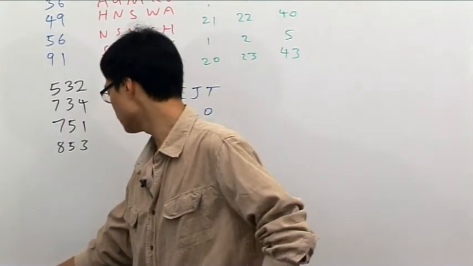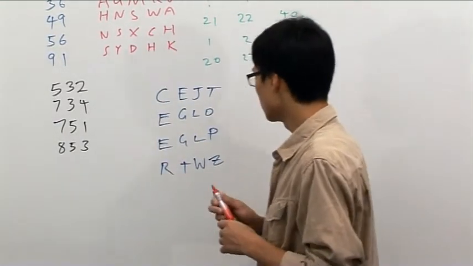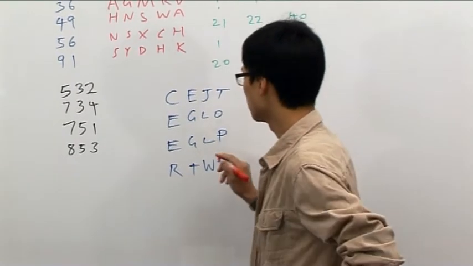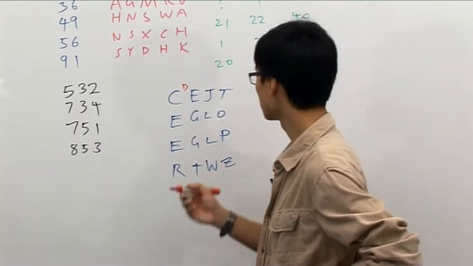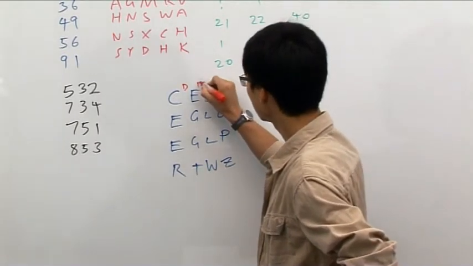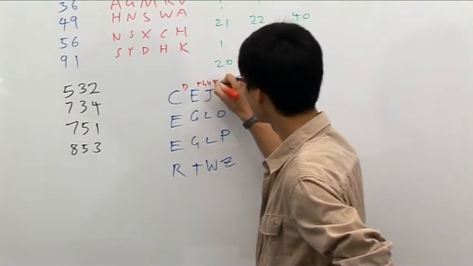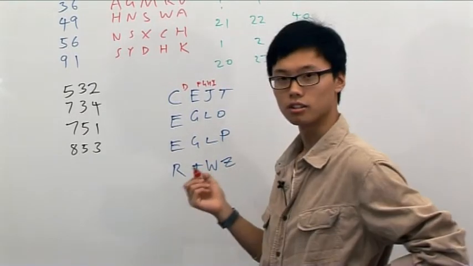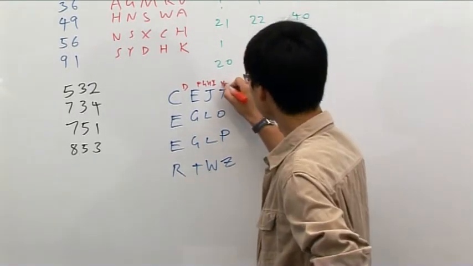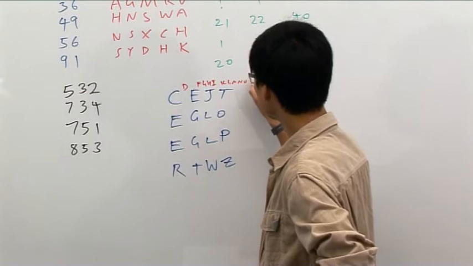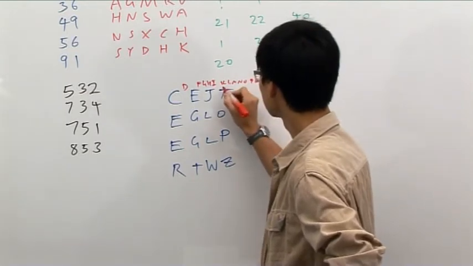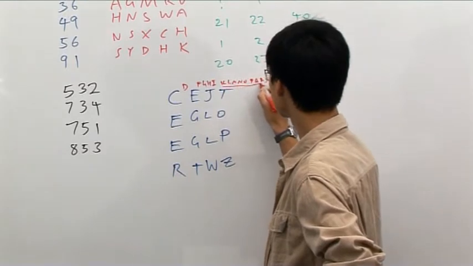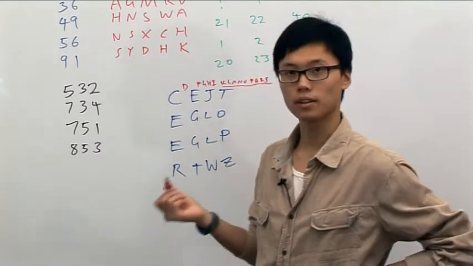So let's just look at the first one. C, D, E, yes. So that's 1. E, F, G, H, I, and then J. That's good. And then K, L, M, N, O, P, Q, R, S. So that's 5, 6, 7, 8, 9. And that's what we wanted.